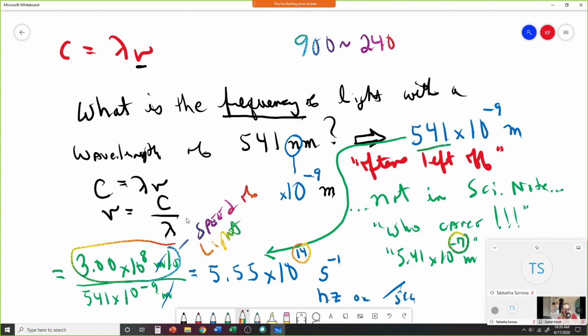Now, I say that's the speed of light in a vacuum. We're going to assume that the speed of light is always in a vacuum, even though we do things in a laboratory, and we're definitely not in a vacuum in the lab. Speed of light changes depending on what it's going through.